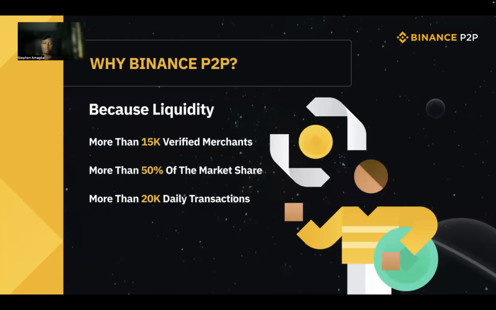Now, why choose Binance P2P to trade crypto P2P? Because of the liquidity. We have more than 15,000 verified merchants, and we have way more than 50% of the total market share in the P2P marketplace. More than 20,000 daily transactions are completed on the Binance P2P platform. As you can see, people are choosing us for a reason, and so should you.